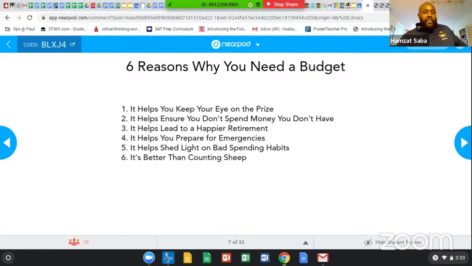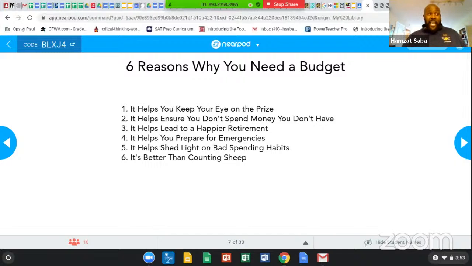All right. It helps you lead to happier retirement. Obviously, long-term goals, putting money aside for long-term goals. Prepare for emergencies. You want to have emergency money to the side in case something were to happen. Like we talked about last week, when COVID hit, a lot of people lost their jobs and they didn't have any emergency money put to the side. You know, they were living paycheck to paycheck, and a lot of people lost their homes. A lot of people lost their apartments, different things like that. So you want to make sure you prepare for an emergency.